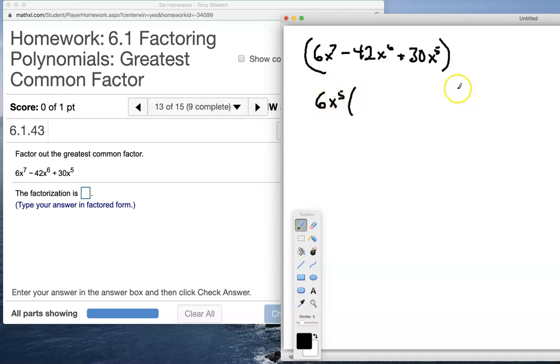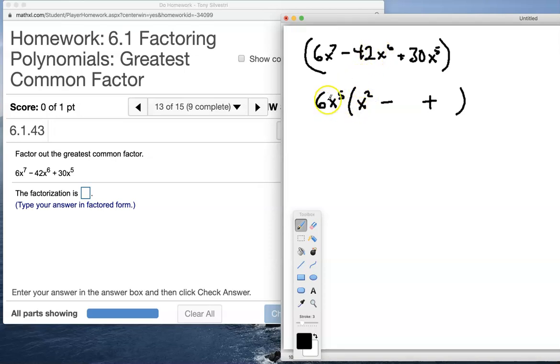Make a set of parentheses big enough to hold 1, 2, 3 terms. Put the minus and the plus in between. Then take each of these as separate little problems. You pull 6 from 6, it leaves you with 1. I don't want to write down the 1 unless I have to. You had 7 x's, you pulled 5 out, leaves you with x squared. I don't need to put the 1.